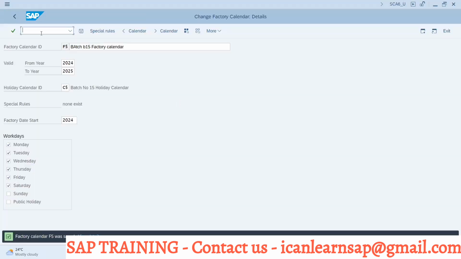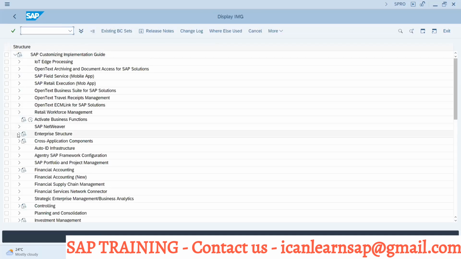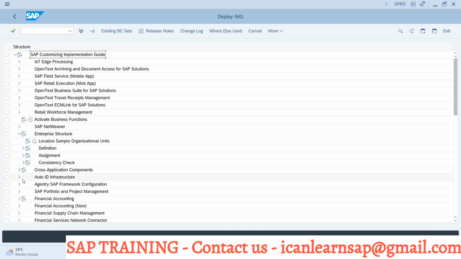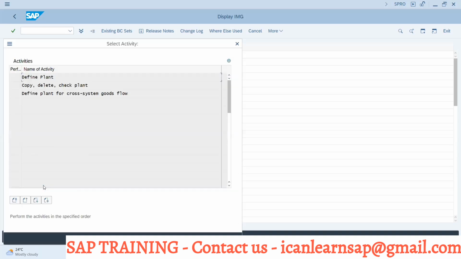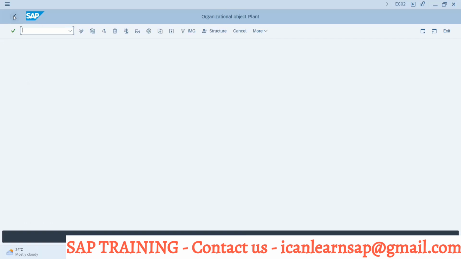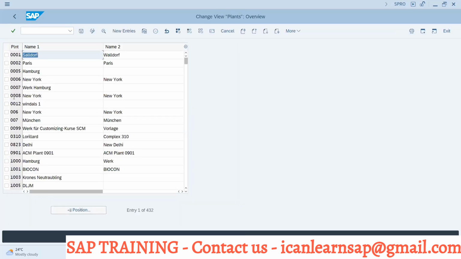Do you remember how to create a plant? SPRO. If you go to SPRO, SAP Reference IMG, you have Enterprise Structure. In that, you have Definition. In the definition, we can go to Logistics General, and here Define, Copy, Delete, Check Plant. Remember, if you go here, there is a factory calendar ID. Define plant. Okay, here suppose we check any plant.